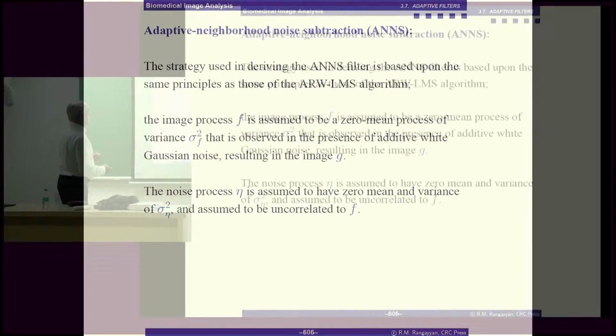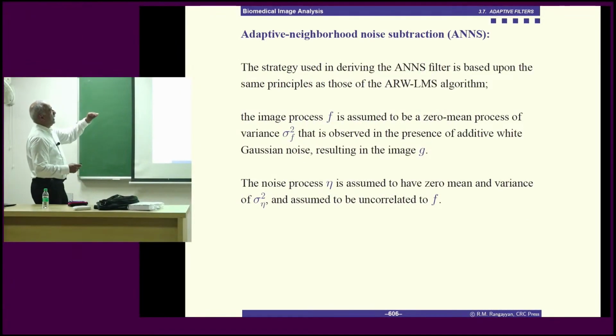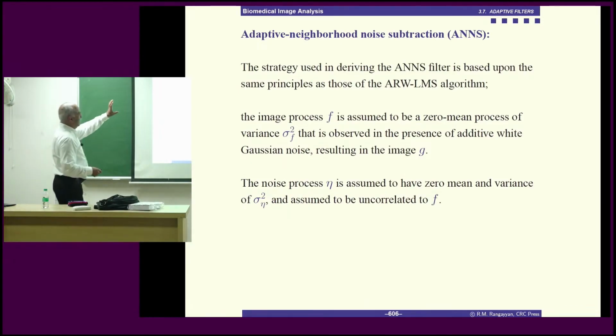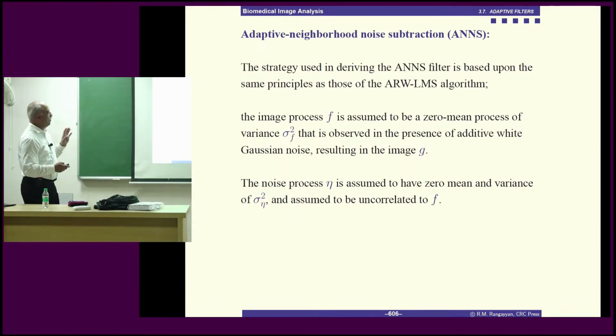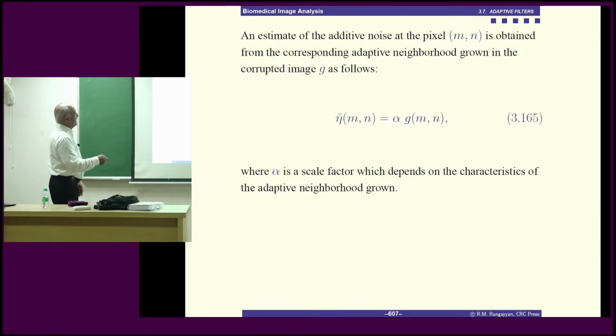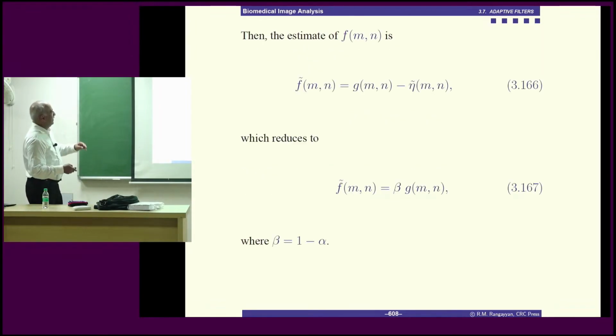And one of my postdoc fellows, Raman Parangate, came up with the idea of noise subtraction. Instead of estimating the signal, he said, we will estimate the noise. It just reverses the process, that's all. So this is similar to the adaptive rectangular window LMS formulation. The noise eta is estimated as eta tilde equals alpha GMN. Then F tilde is G minus eta tilde, and F tilde is beta GMN, but beta is 1 minus alpha. So the rest is the same.